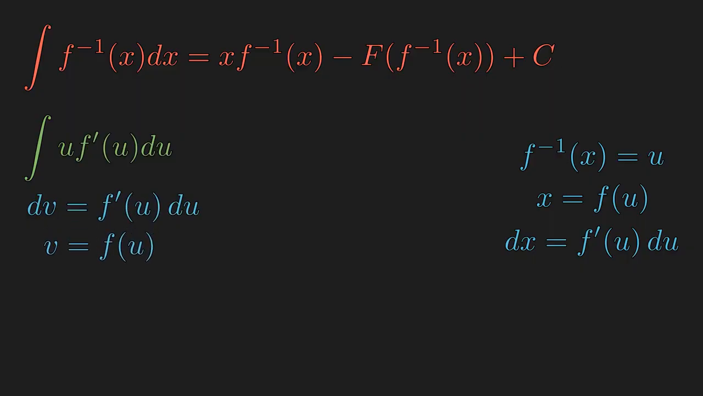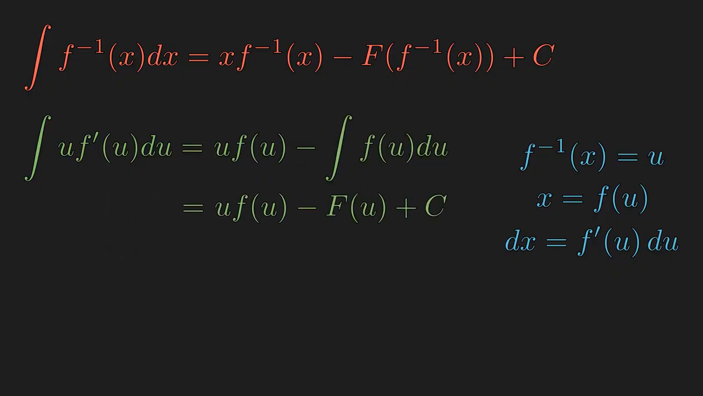So v is equal to f of u. So the integral is uv minus the integral of v du. And we will call the integral of little f the big F, varying up to some constant. And once we substitute back what u was in terms of x, then we are done.